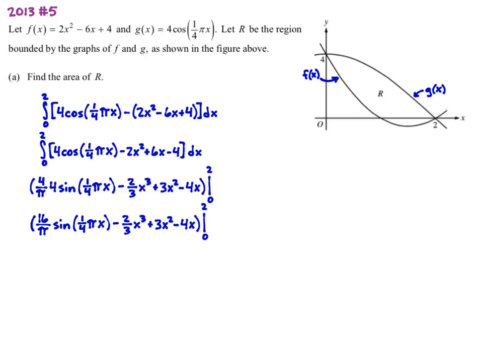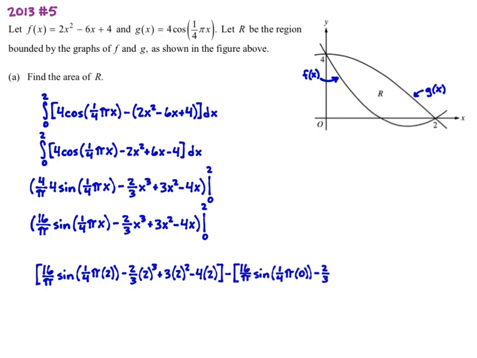Now we're going to go ahead and plug in our upper bound to x and plug in our lower bound to x and subtract them. Please do not be lazy on this. I know a lot of times when we see 0 here, we just think it's going to cancel everything out. It does not always cancel everything out. If this was cosine of 1/4 pi x, it wouldn't cancel out. If this was e to the 1/4 pi x, it wouldn't cancel out.